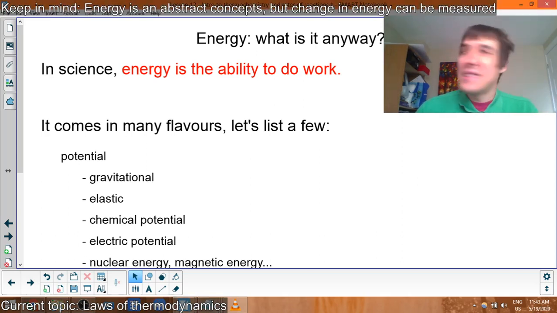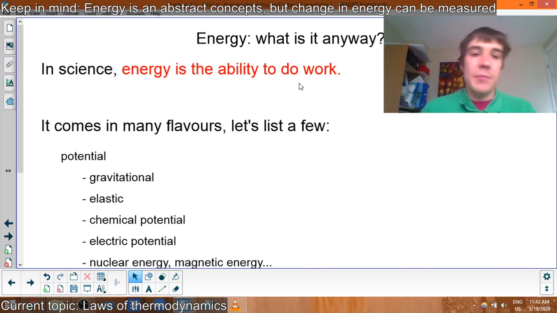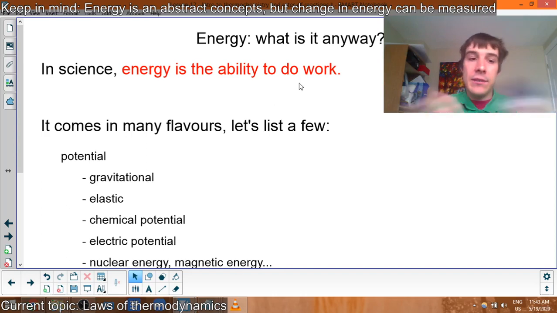Energy is very hard to explain. It is an abstract concept. But the change in energy can be measured. We can put numbers to a change in energy when something heats up or cools down, when it does work. So energy is the ability to do work of some kind. If you take something and lift it, you're using energy. You're putting that energy into the thing that you've lifted, and then when it drops, it releases that energy.